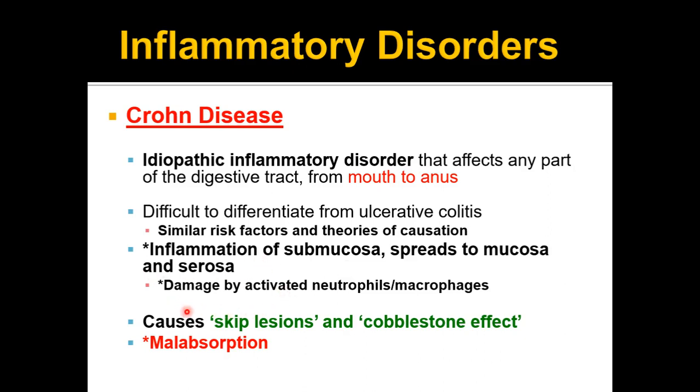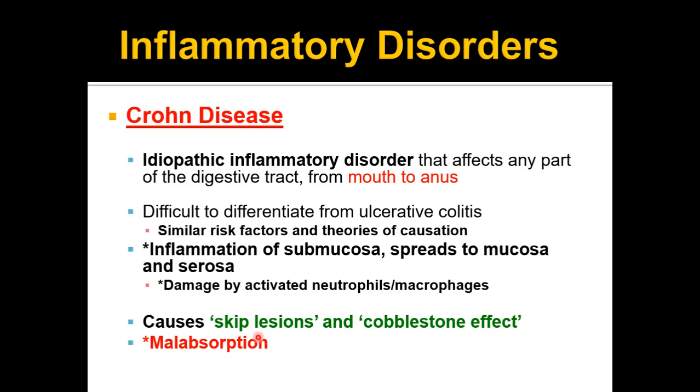And so we see that with a Crohn's disease flare-up, if we were to take a biopsy of flared-up tissue, we would see that there would be a lot of activated neutrophils and macrophages in the area, so there's definitely an immune system component to this. And what all of this inflammation will cause visually and macroscopically are what we term skip lesions and cobblestoning effect. And I've got a good picture of that coming up in the next slide or two.